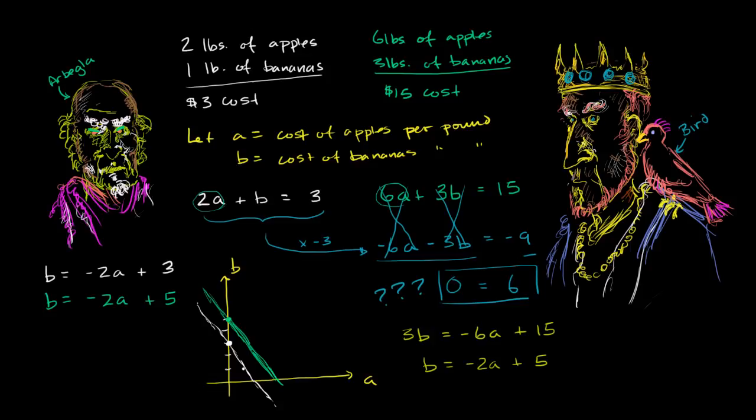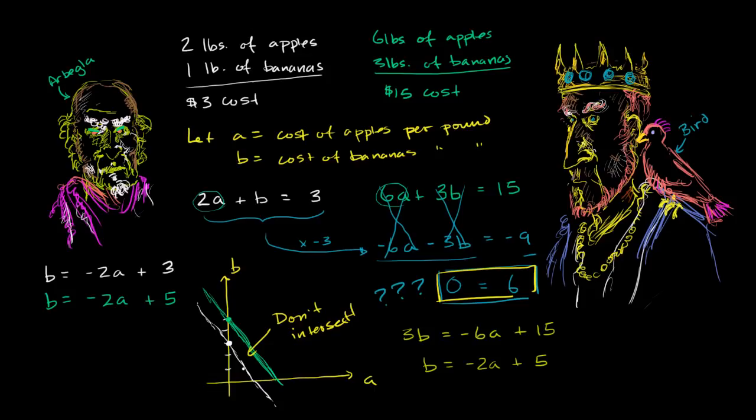And you immediately see now that the bird was right. There is no solution because these two constraints can be represented by lines that don't intersect. So the lines don't intersect. And so the bird is right. There's no solution. There's no x and y that can make this statement true, or that can make 0 equal 6. There is no overlap between these two things.